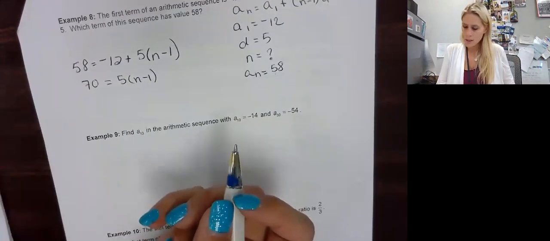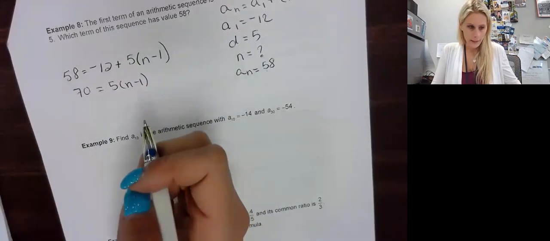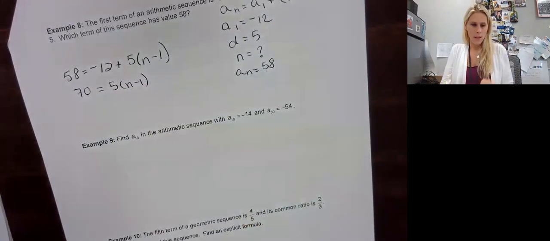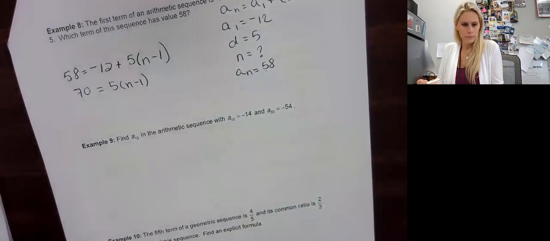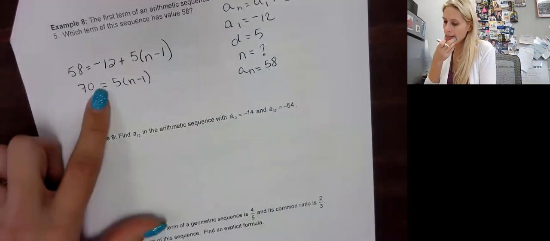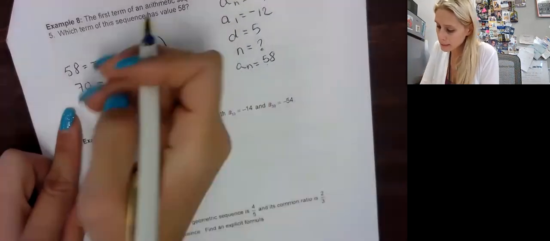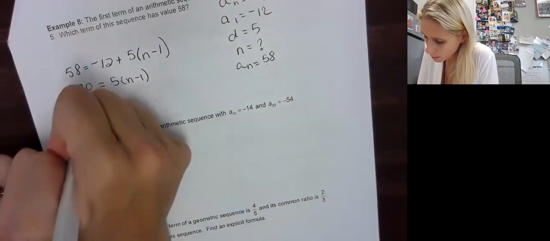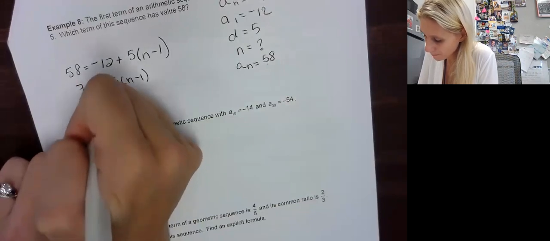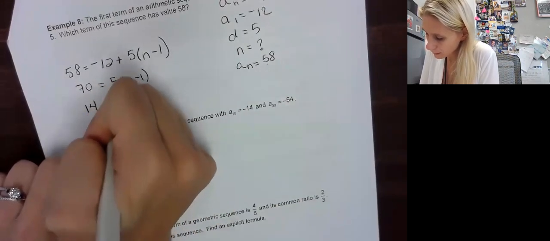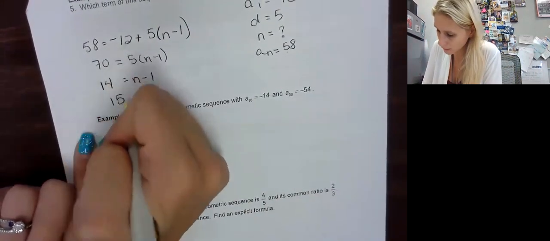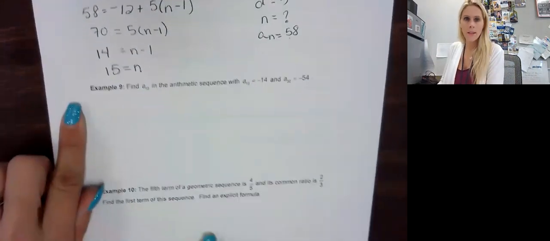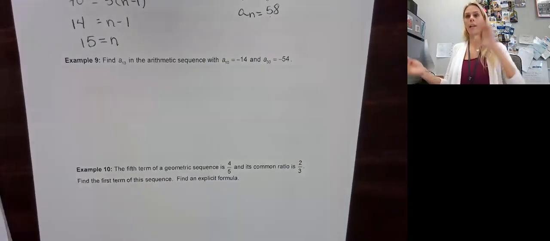We can divide it. So what is 70? 70 divided by 5 is 12? No. 14? Was n minus 1. Add 1 to both sides, we get n is 15. So it's the 15th term. There we go. All right, next question.